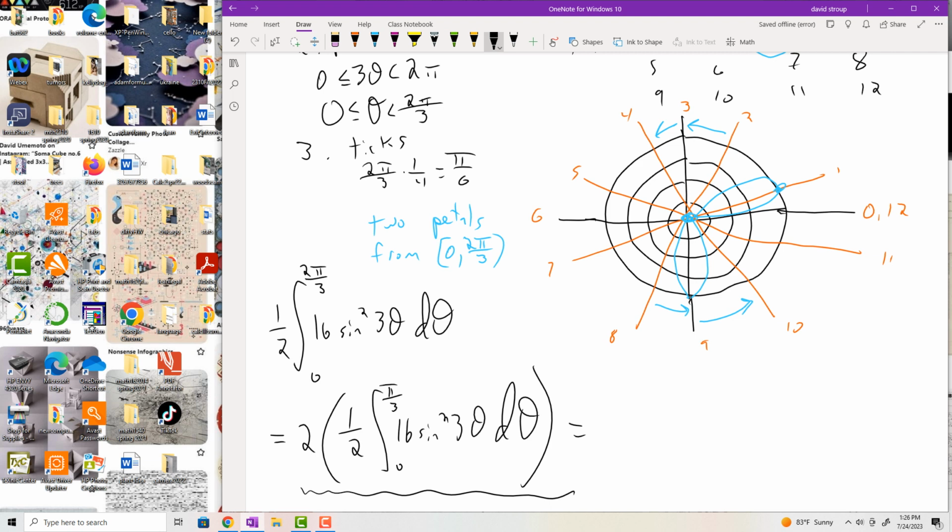So 2 times a half is 1. Then we have a factor of 16. We can pull out of the integral.